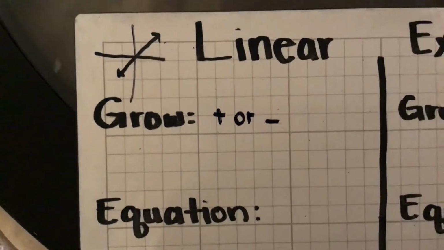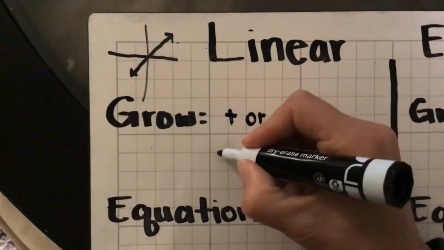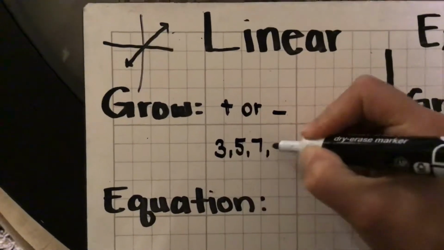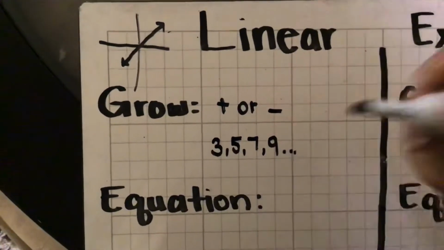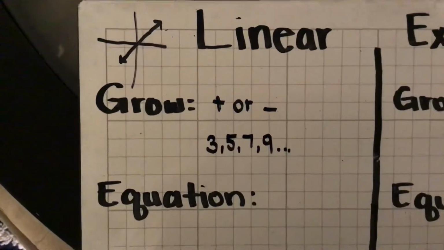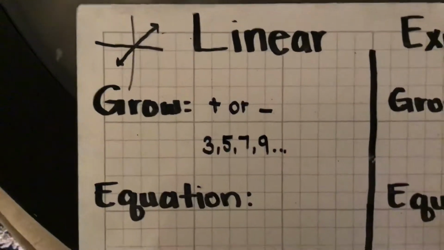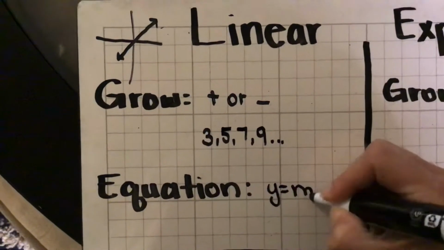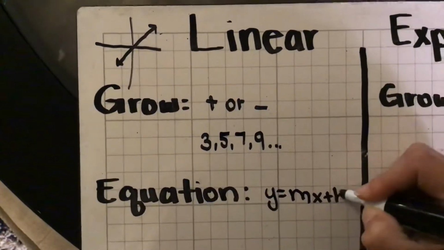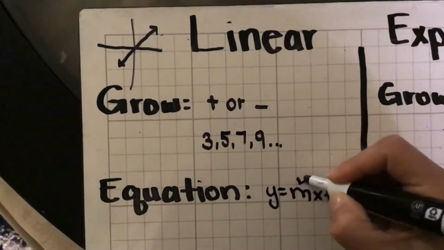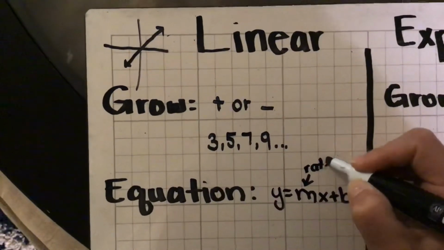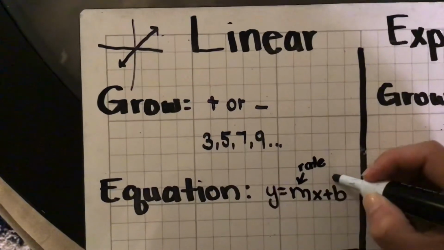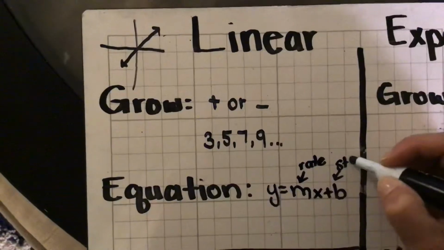So if I were to give you an example, we could do something like 3, 5, 7, 9, and it keeps on going. We're adding 2 each time. So knowing that, my equation, I would have y equals. Normally, linear equations are written in the form y equals mx plus b, with your m being your rate. Remember, your rate is always by your x. That's the thing I wanted you to learn the other week. Your rate is always by the x, and your b is your y-intercept or your starting number.